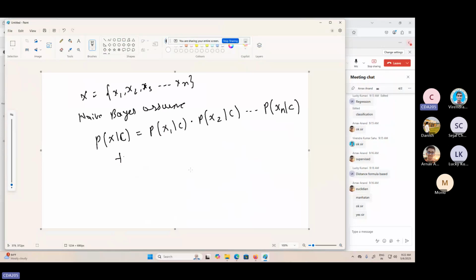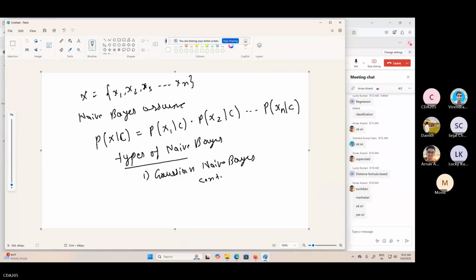Now, can anyone tell what are the types of naive Bayes? First one is the Gaussian naive Bayes. It assumes continuous and normal distribution.